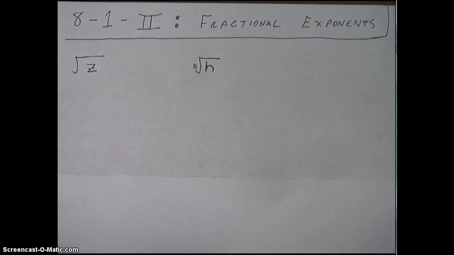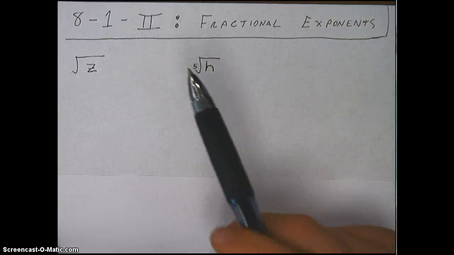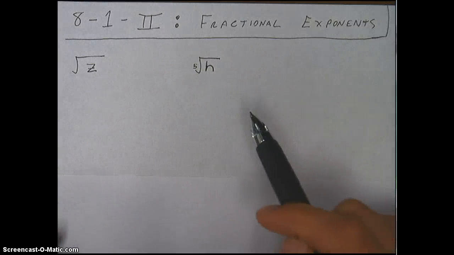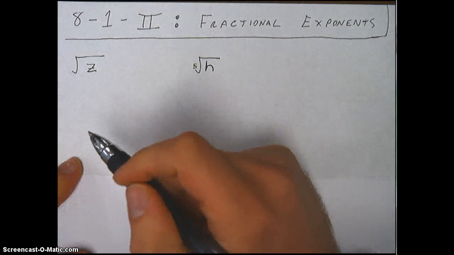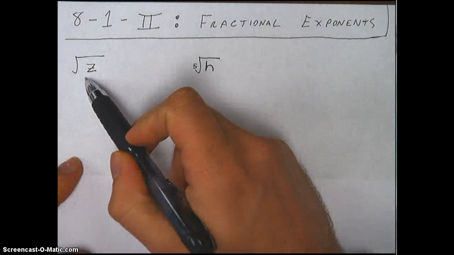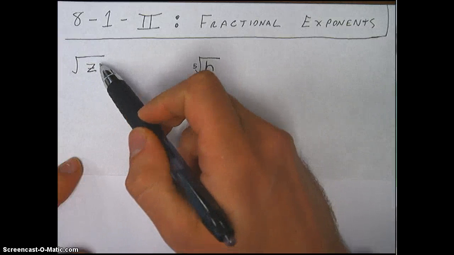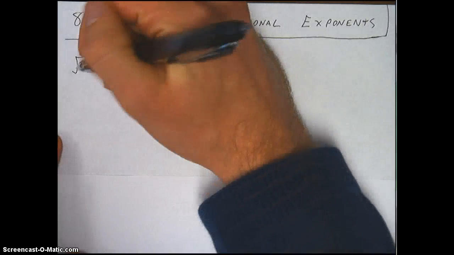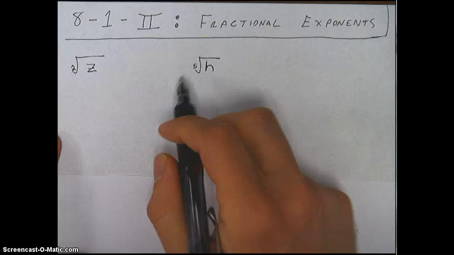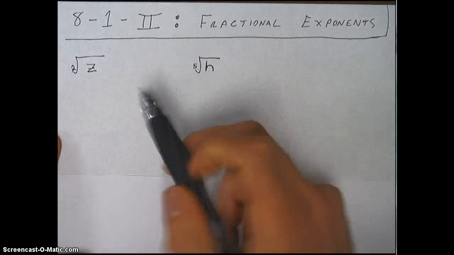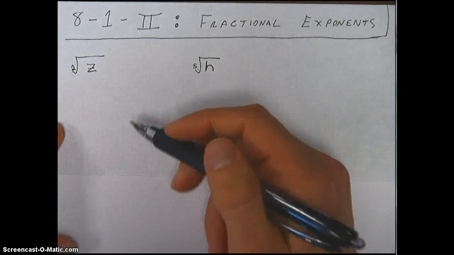Next, I'm going to show you how to convert from radical notation to fractional exponents. Before we can do this, the first thing I need to tell you is that a square root has a radical like this that has an index value of 2. We don't usually write the 2. We only usually write the index value if it's a number other than 2. But if you don't see a number, then you can assume it's a 2.